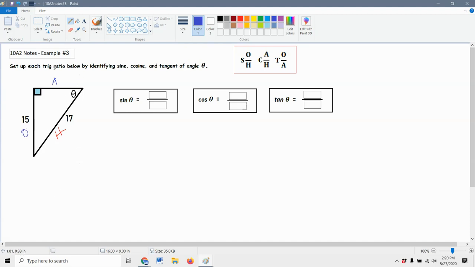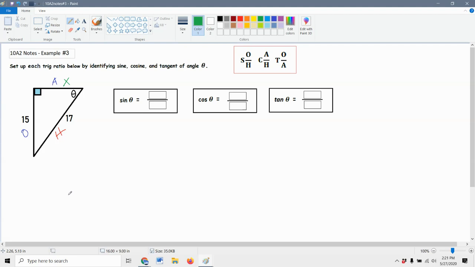Let's take a look at this triangle and say, what is different about this triangle compared to examples 1 and 2? Well, the difference is I have a value for my opposite side and my hypotenuse, but I don't have a value for the adjacent side. So how am I going to find the value or the length of that adjacent side in order to complete my trig ratios?